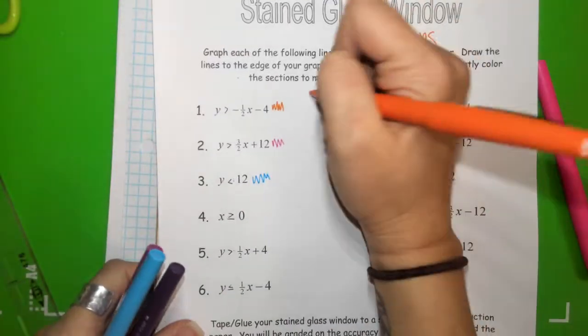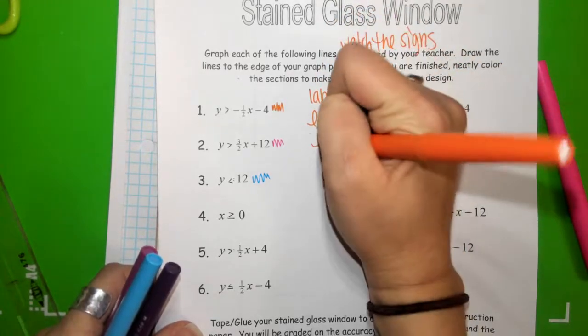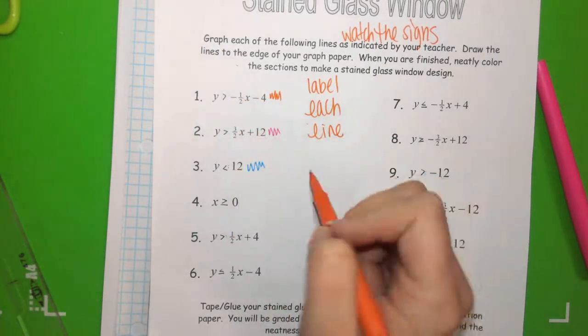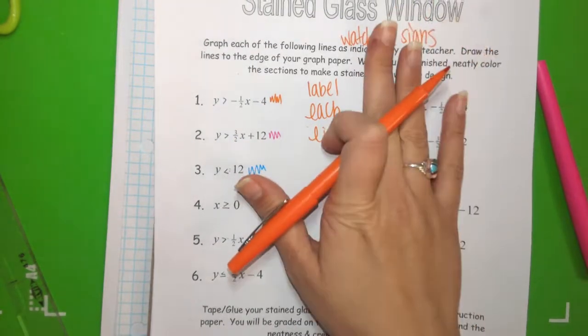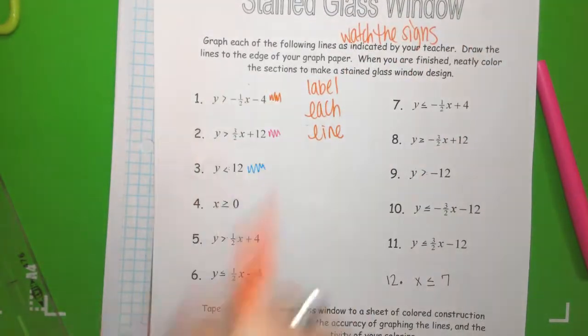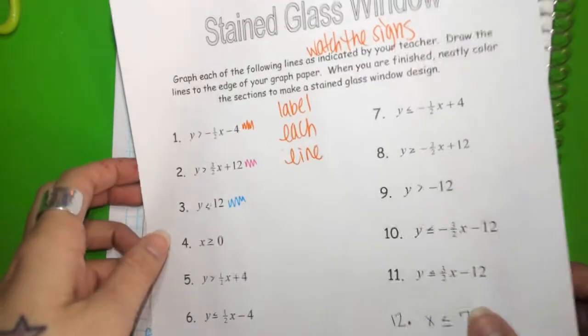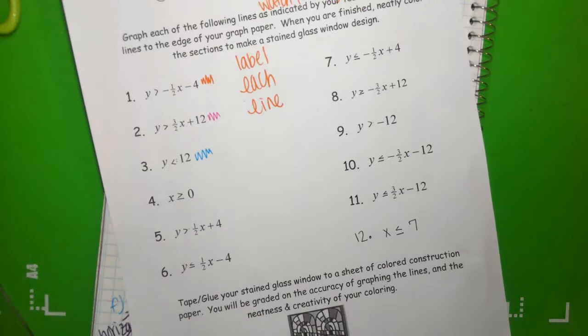But you're going to label each line. So write that down. Label each line. And what I mean by labeling is you have to write the inequality on the line. Does everybody understand? Once you have shown me your paper, then you can shade. You cannot shade until then. Does everybody understand? Alright, start graphing. I will show you an example that I did in first period in just a second.